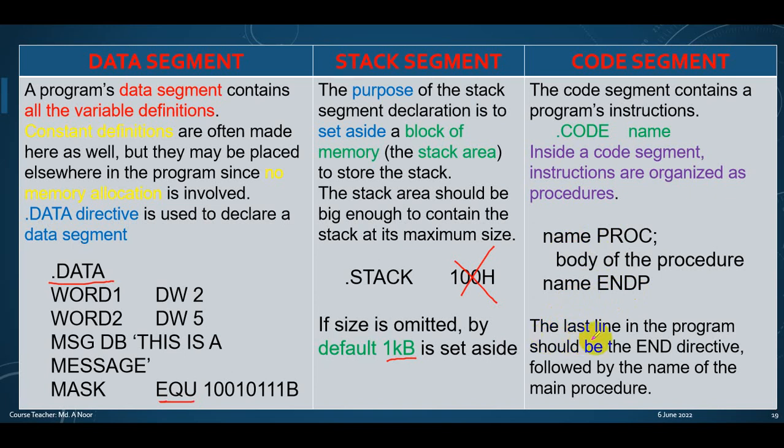So the last line in the program should be the end directive, followed by the name of the main procedure. In a program, usually you write a main procedure, right? As you write in C++ or C, main function. Similarly, in a program, you write a main procedure. So at the end of the main procedure, you need to give the end directive. So here main function runs like main procedure.